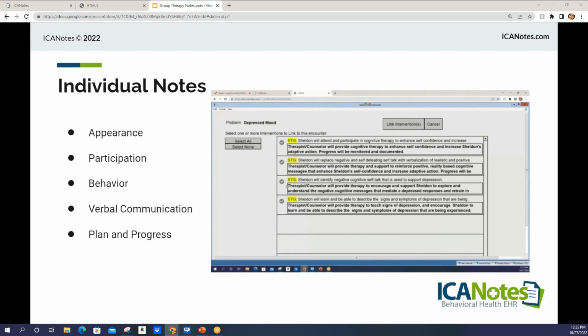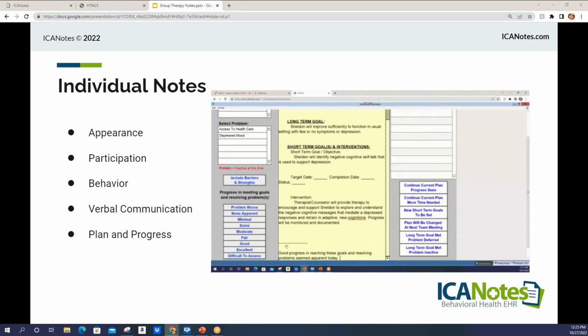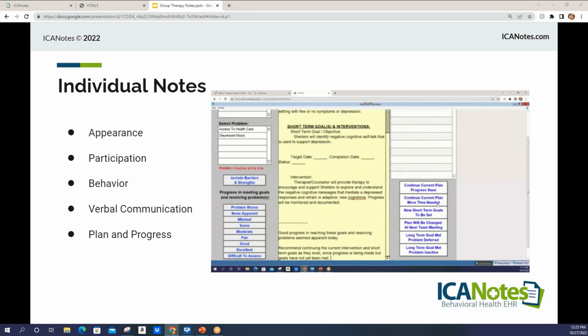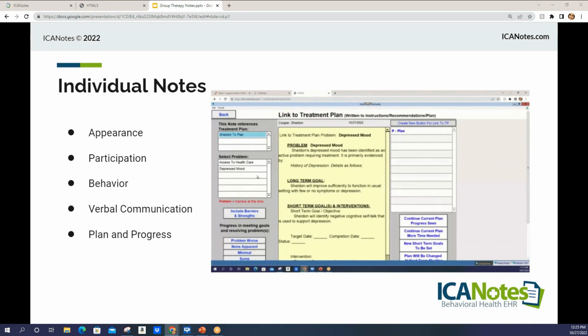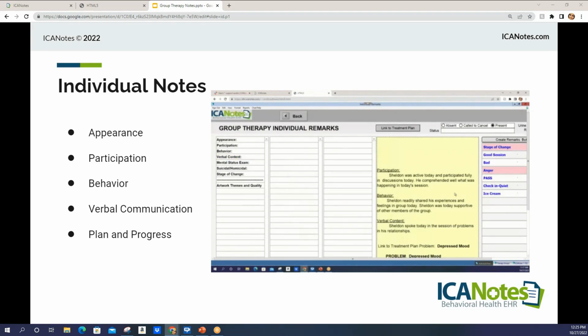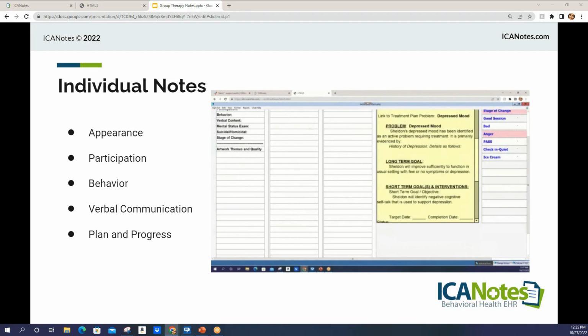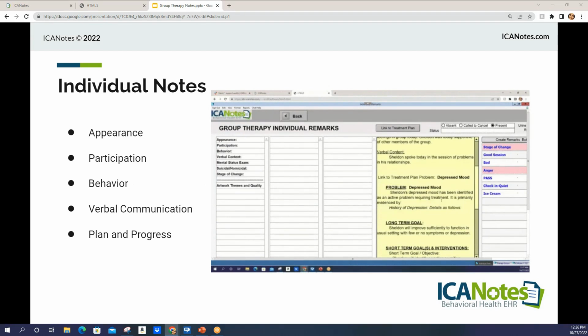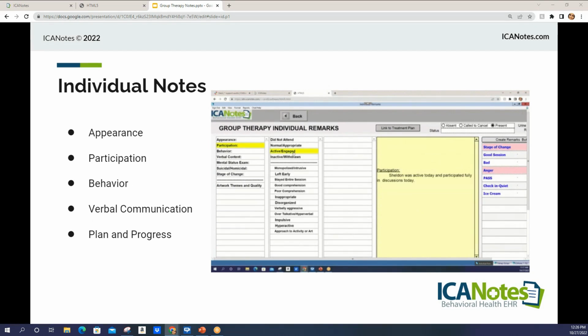Individual notes are kind of nice because we talk about their appearance. Are they calm or are they anxious? Are they freely communicating? Are they guarded? Their participation: did they stay for the entire group or did they get up and leave early, or were they active and engaged? And their behavior: was the client irritable and resistant during group, or were they sharing and supportive?